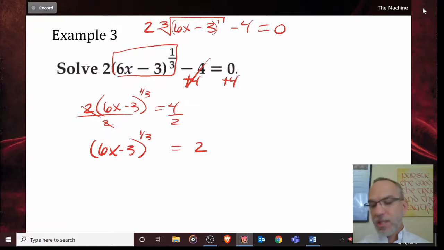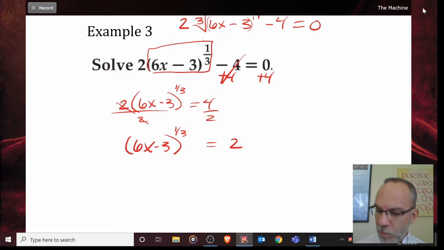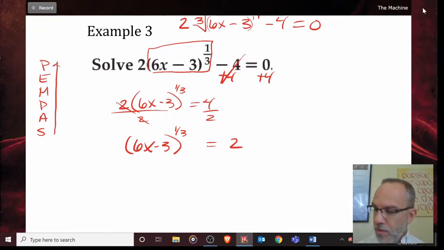Now I can undo the exponent, right? Just to remember, if I'm doing parentheses, exponents, multiply, divide, add, subtract, I have to work backwards. Okay, so the adding of the 4 was doing this one right here, the subtraction. I got to undo the subtraction first. Then the dividing of both sides by 2 was undoing the multiply. Only after I've done those things can I now address the exponent.